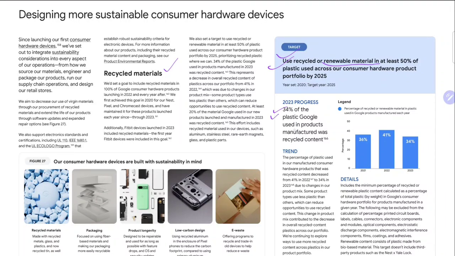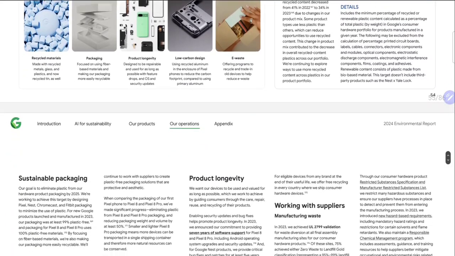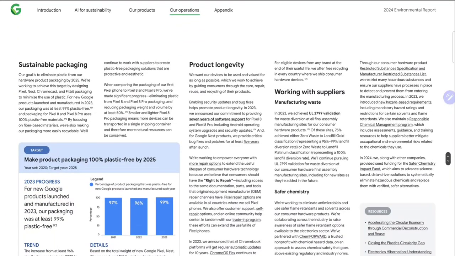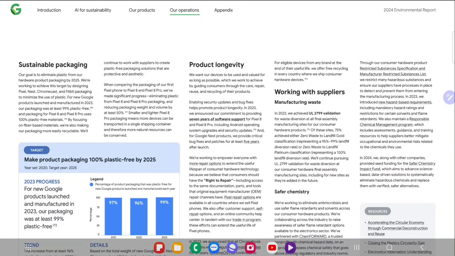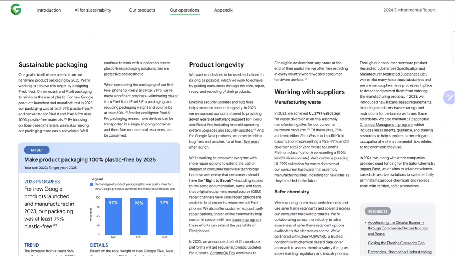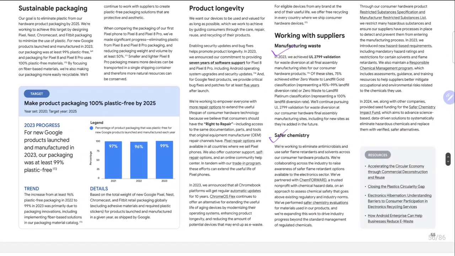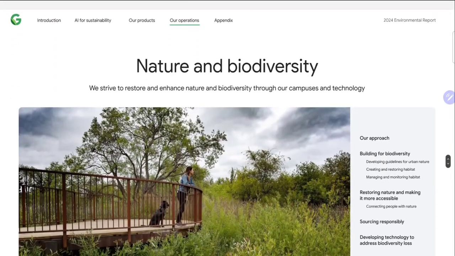30% of the plastic Google used in products manufactured was recycled content. Then information is related to the sustainable packaging, product longevity, working with suppliers related to the manufacturing waste, safer chemistry. So all the initiatives, their relevant quantitative measures also have been highlighted here actually.